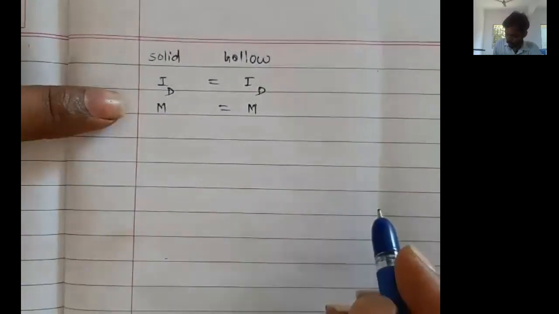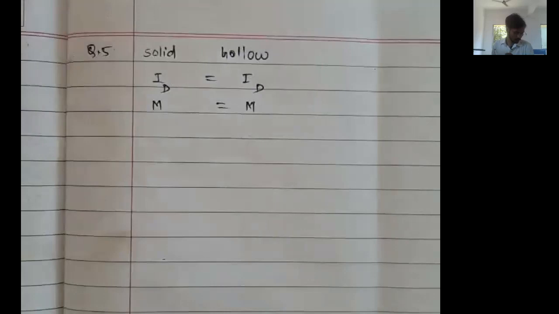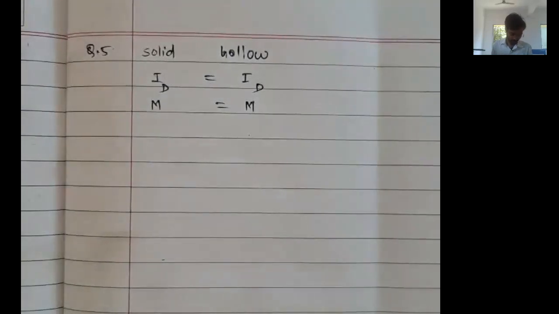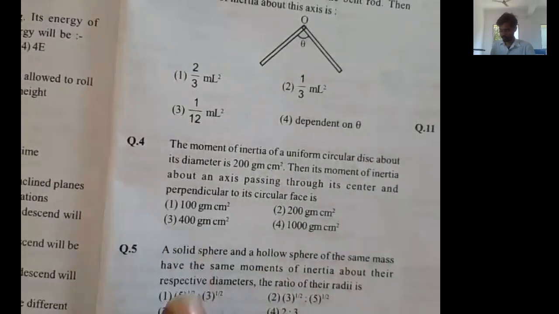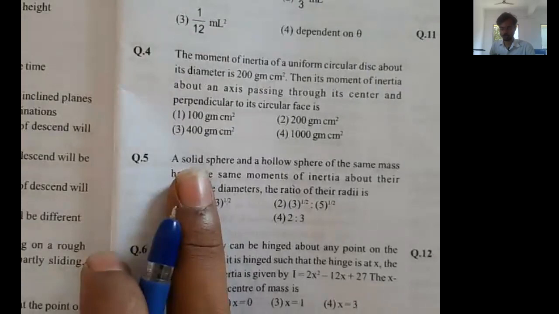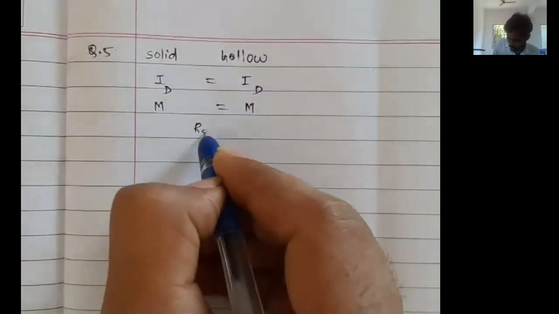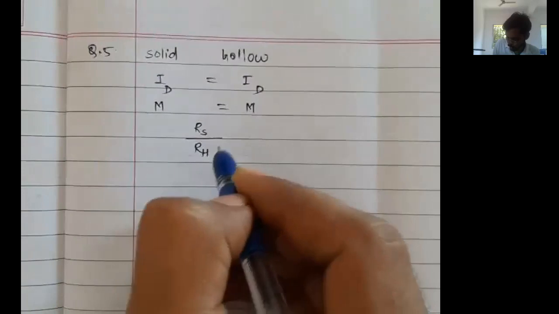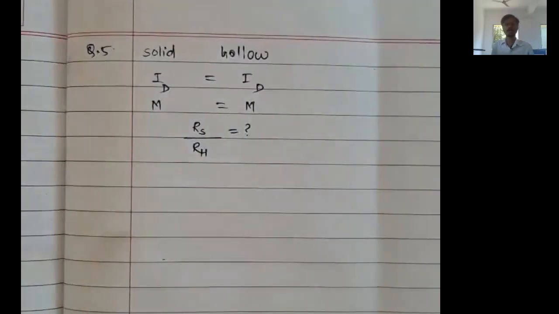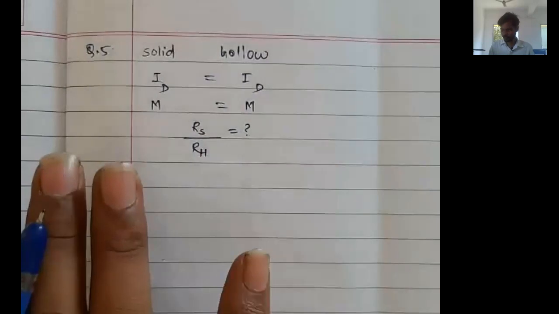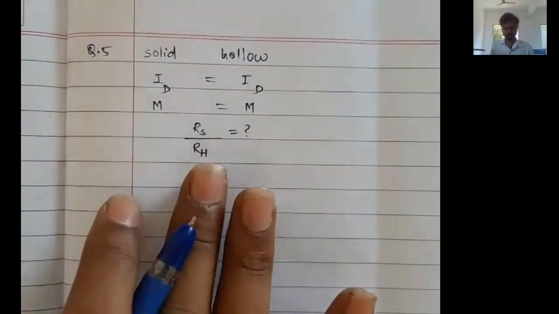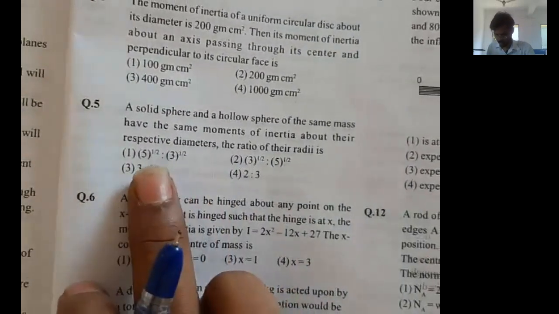Now they have asked us the ratio of their respective radii. Respectively means which should come first? Solid sphere radius should come first. So radius of solid sphere divided by radius of the hollow sphere is equal to question mark. Before directly heading towards the calculation, first model the question: what is given, what is asked, then have one look at the options. See how the options are given: 5 raised to 1/2, 3 raised to 1/2, 3 raised to 1/2, 5 raised to 1/2, 3 is to 2, 2 is to 3.